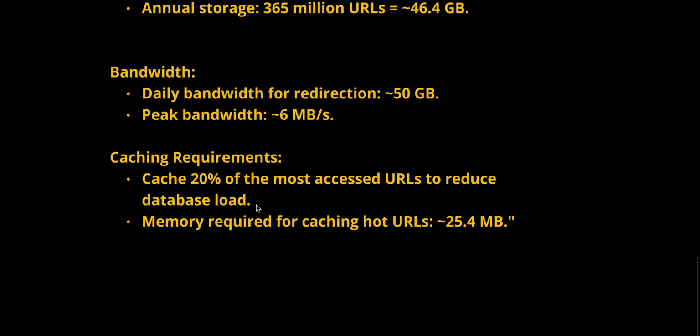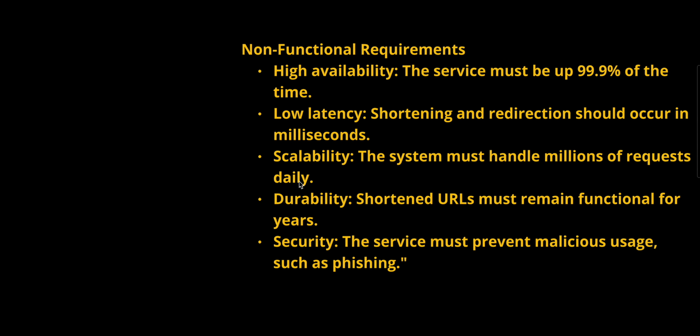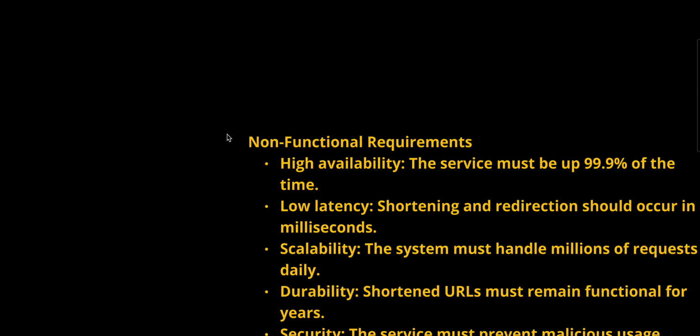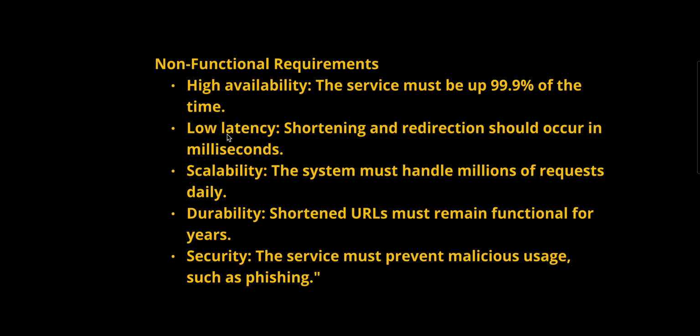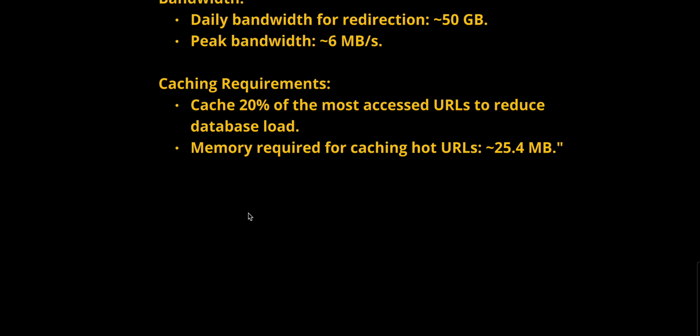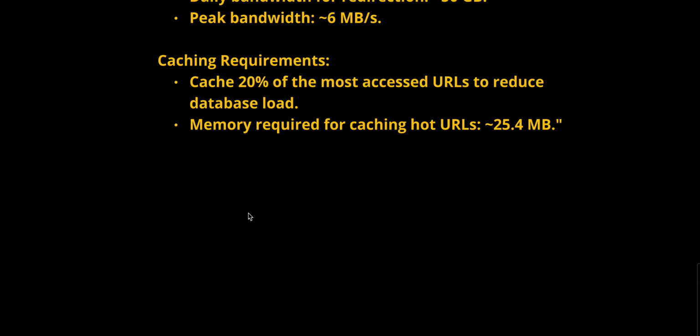In the caching requirements, we cache 20% of the most accessed URLs to reduce database load, because we said in the non-functional requirements we need to make it low latency, so we will use a cache. There are some keywords that tell you what we're using. For example, low latency basically means we are going to use cache. High availability, most likely we are going to use a load balancer. Also, durability means we need to make our system quite simple, so we don't have that much complexity.